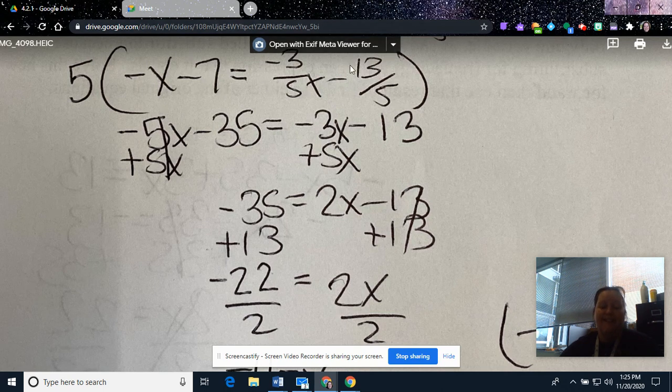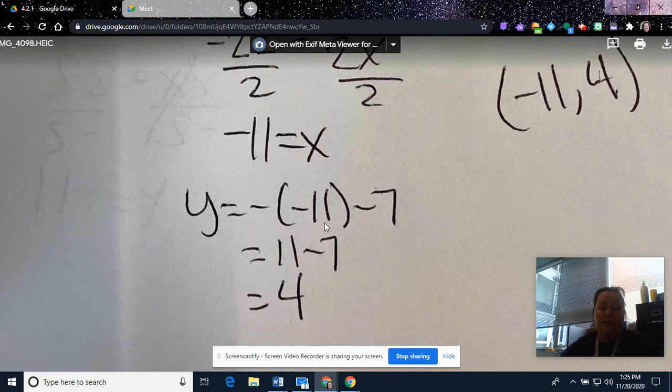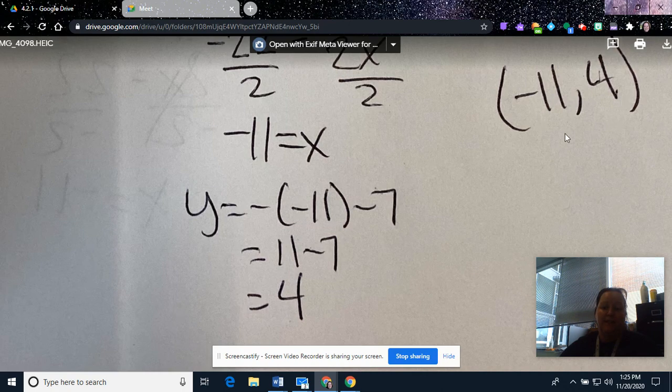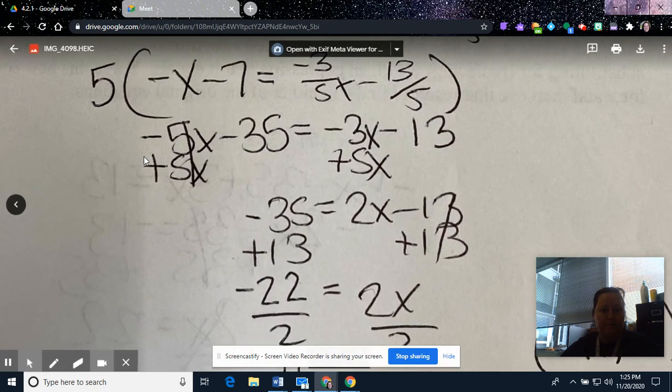This was the other. Thinking that I'm going to be putting in a negative 11, this one looks a whole lot easier. So you come down here and plug in negative 11 for x. Be careful because there is a negative on the outside as well. So it's like taking the opposite of negative 11, which is positive 11. And 11 minus 7 is 4. So the answer to this will be negative 11, 4. Remember, you can plug it into either side, and you would see that that is a true statement.